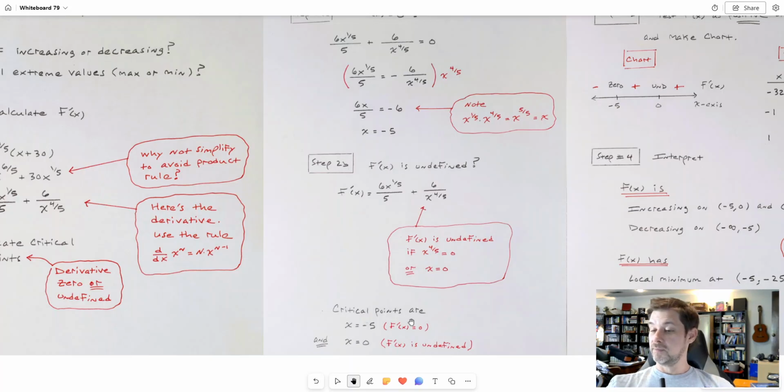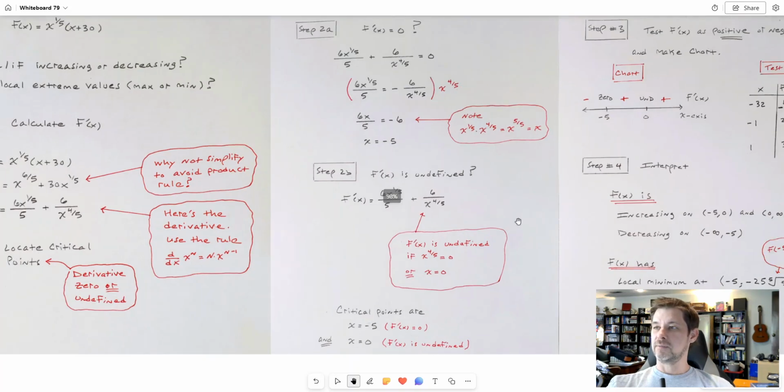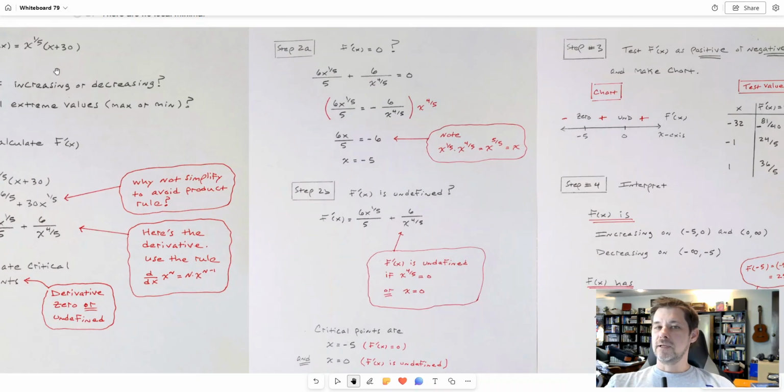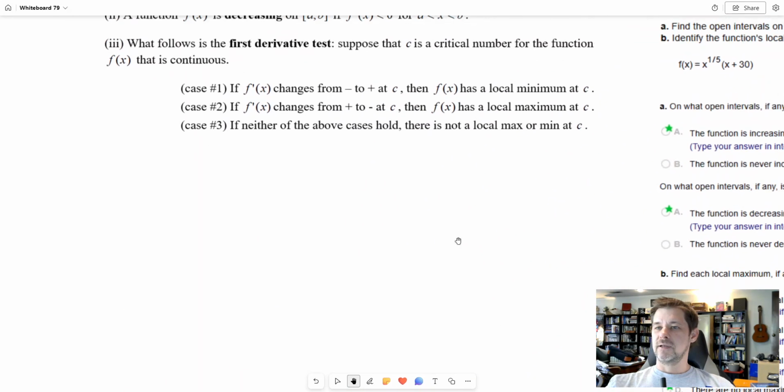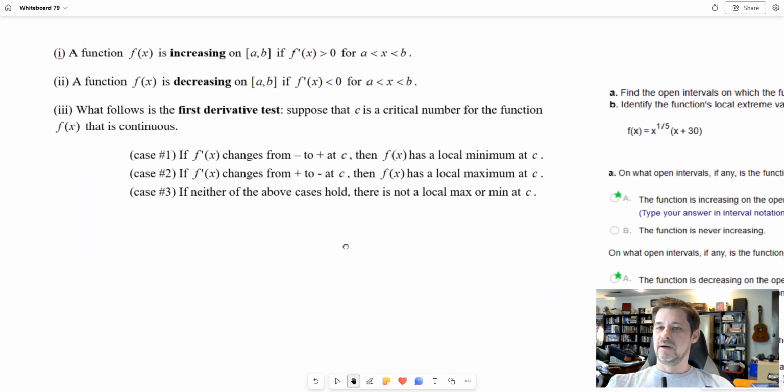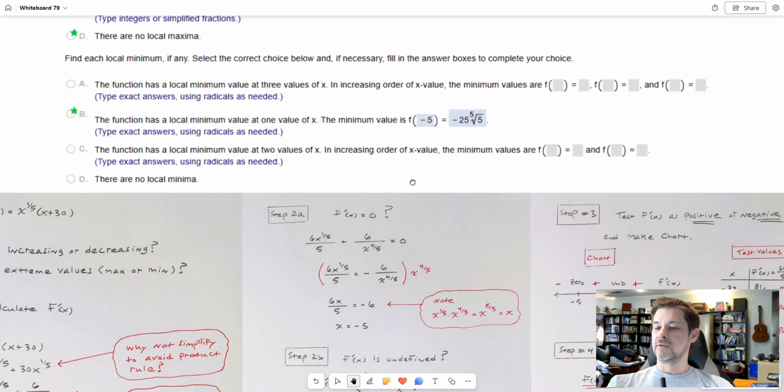So here are my critical points. One of them is -5, which causes the derivative to be 0, and the other one is 0, which causes the derivative to be undefined. So now I know my critical points. Now notice in my procedure, we can figure out if there's a local minimum or maximum based on the derivative changing signs at a critical number. So I have my critical numbers.